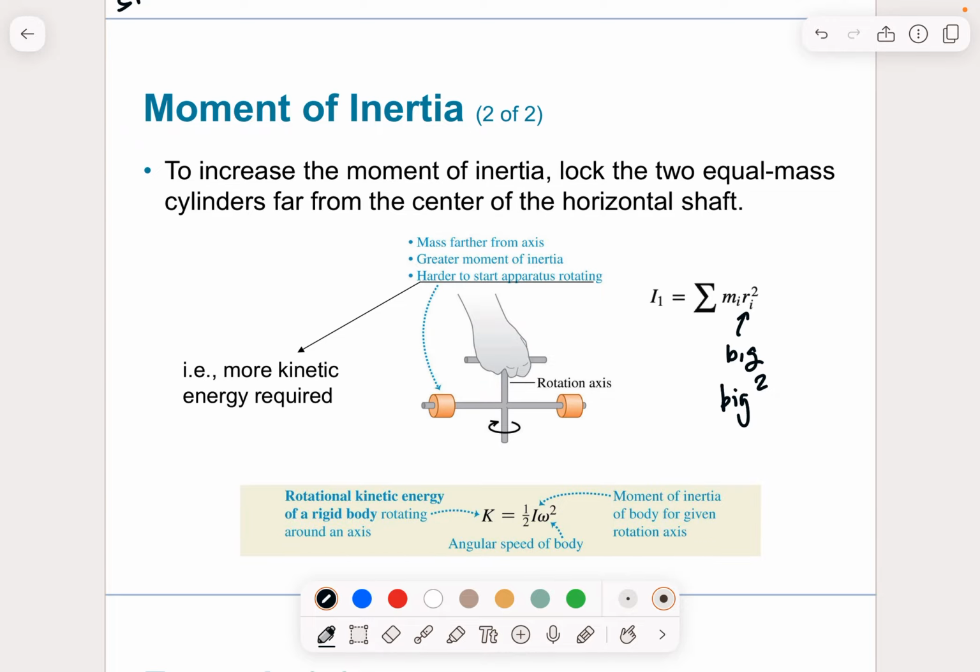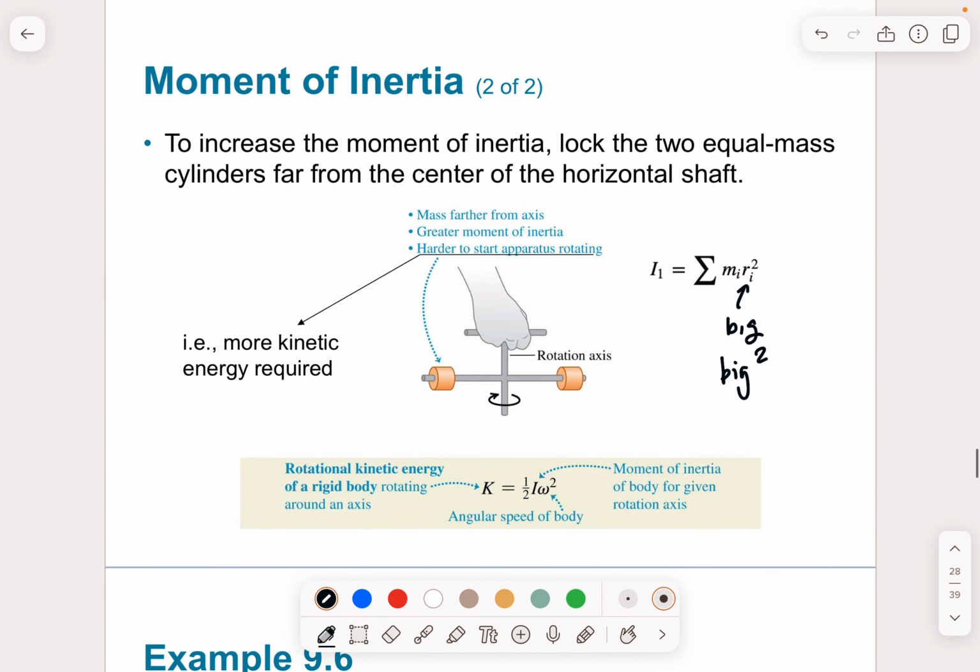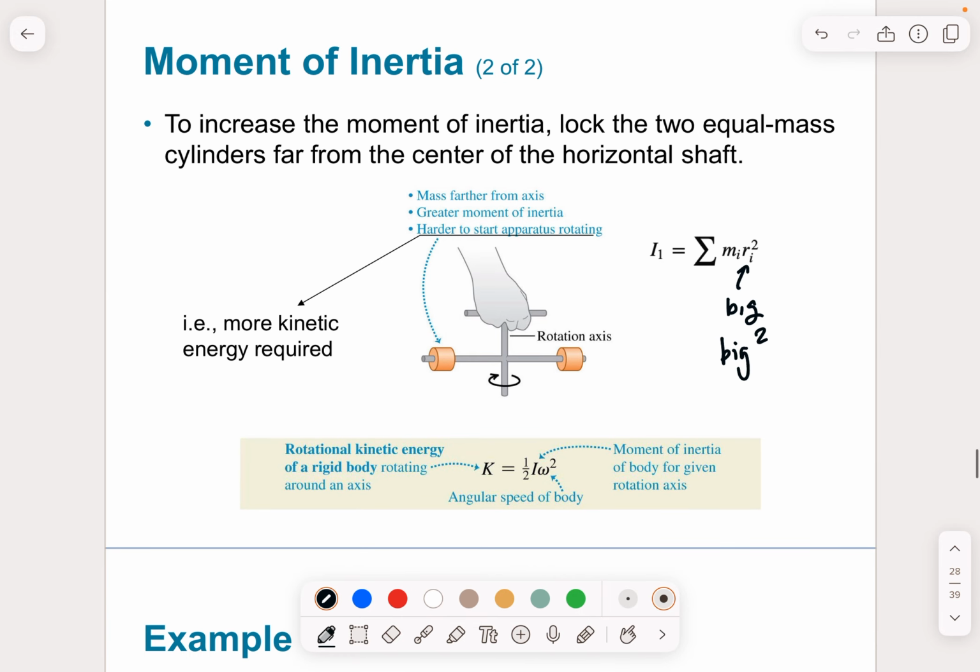Because look how much kinetic energy it takes. It takes a bunch more than this version. So it's going to be harder to rotate. So that's going to give you a good conceptual idea of moment of inertia, okay, and what it means. It means essentially something with a high moment of inertia is difficult to rotate. Something with a low moment of inertia is easy to rotate.